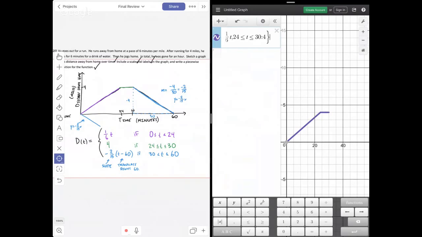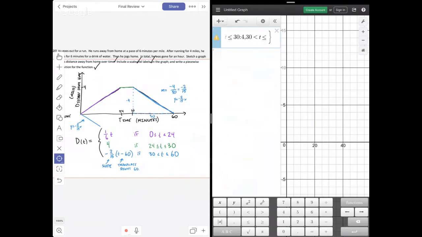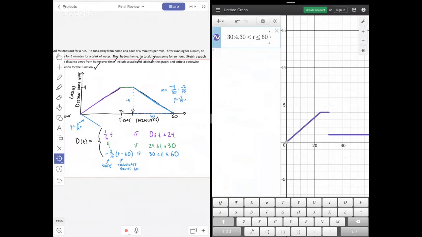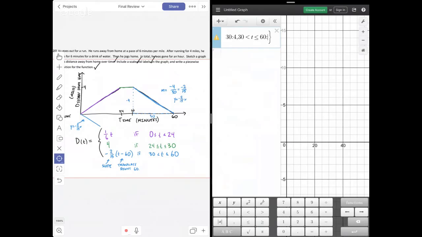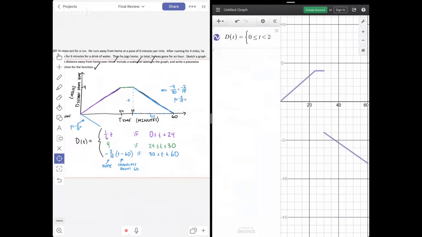And last section, he's going to run home. And the domain restriction we know is 30 less than t less than or equal to 60. And then let's watch what happens if I just write in here negative 2/15, because I know the slope, times t. Look at how bad that looks.